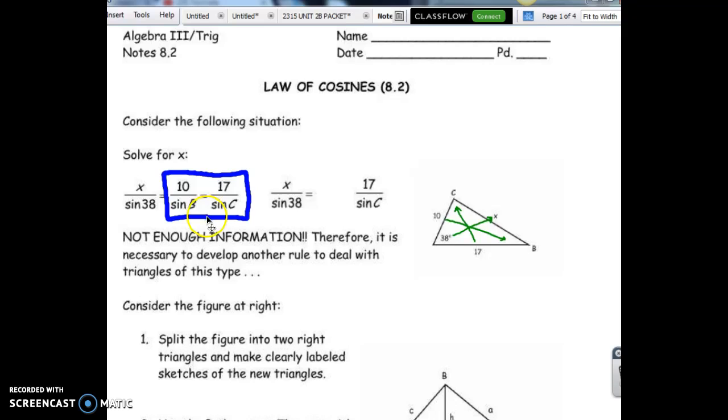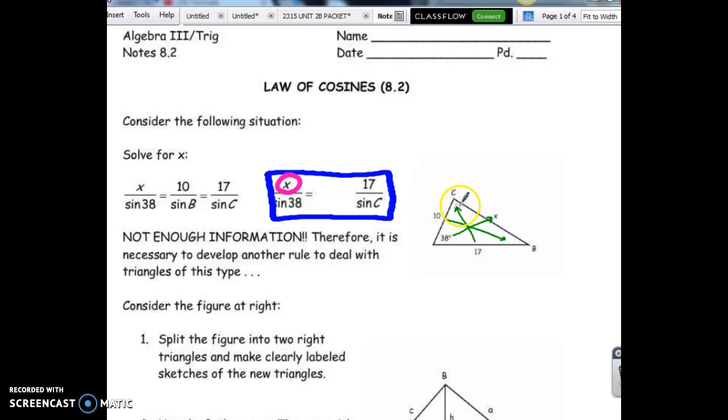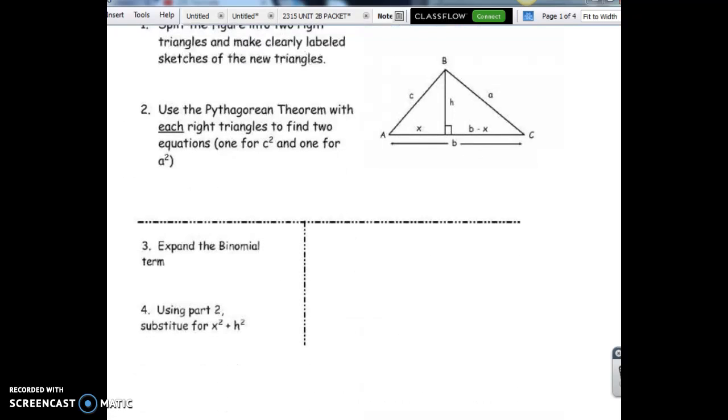All right, well, if I move this to the first and last, let me just stretch this out a little bit. Here is X is across from sine of 38. That's unknown. And my 17 is across from some angle that I don't know. There's two unknowns. So that is why we cannot use law of sines for this problem, because there are just too many unknowns. Let me shrink that up a little bit. So there's two unknowns right there and there. We can't solve it. Okay, so let me scroll down and go to the next page.